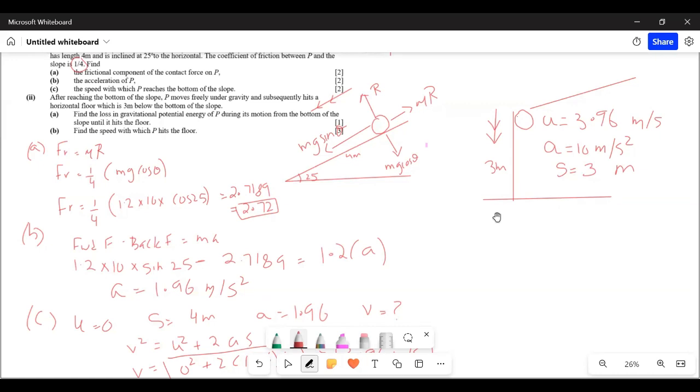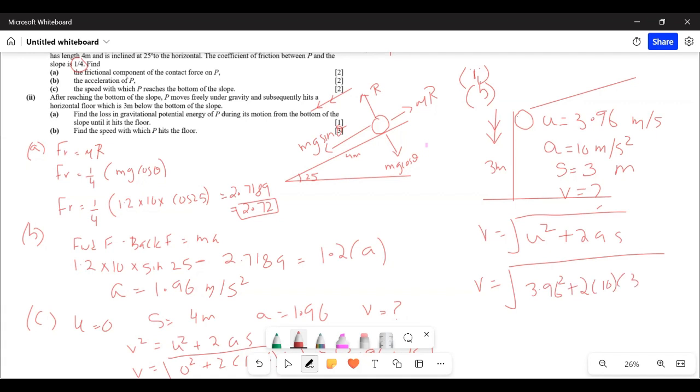अच्छा, मैंने पार्ट बी पहले स्टार्ट कर दिया, पार्ट ए भी था इसका, बट चलो लेट्स डू बी. I'm doing 2B first. Find the speed with which it hits the ground. So V is equals to question mark. So same formula, V square is equals to U square plus 2AS. Substitute the values. 3.96 square plus 2 times 10 times 3 and then whole square root gives 8.7.